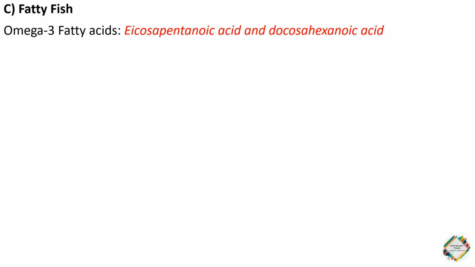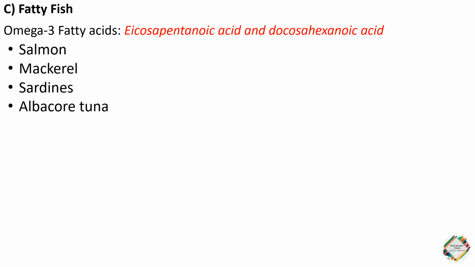Next item is the fatty fish. We know that fatty fish are very rich in omega-3 fatty acids, particularly eicosapentaenoic acid and docosahexaenoic acid. So taking fatty fish, particularly in the gravy or curry form, is very helpful in the diabetic patient. We can include fish like salmon, mackerel, sardines and albacore tuna.